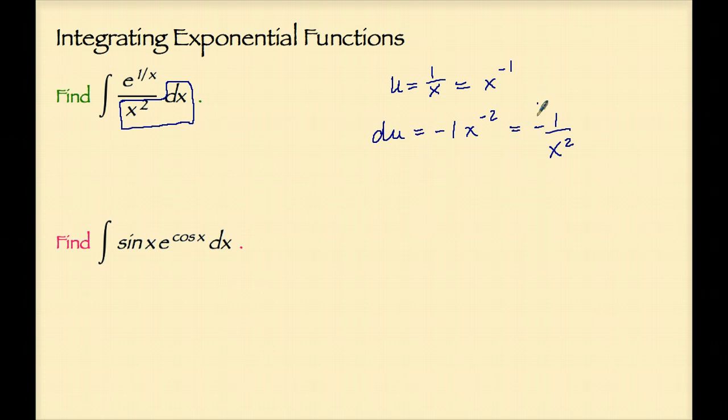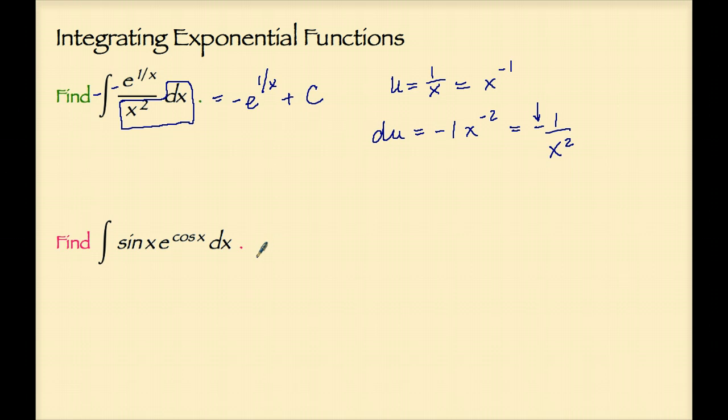Of course, it should be negative, and so we need to insert the negative in the integrand and compensate for that by putting a negative on the outside. Now we have e to the u du in the integrand, and we can integrate. This is going to be negative e to the 1 over x plus c.